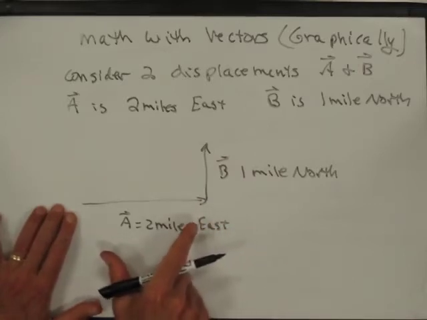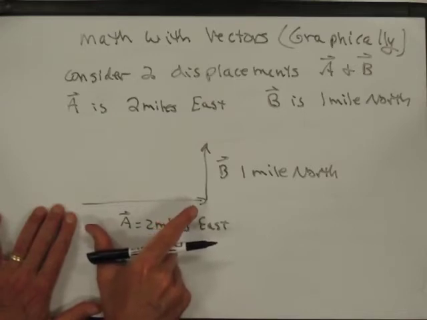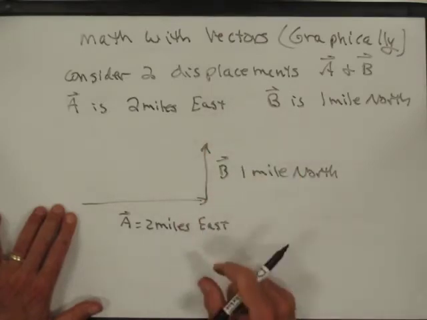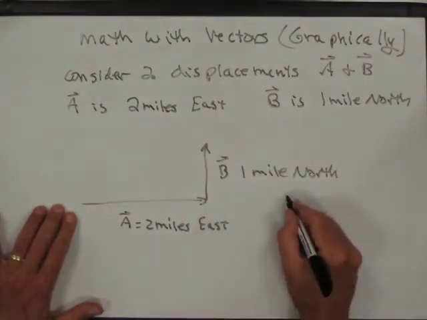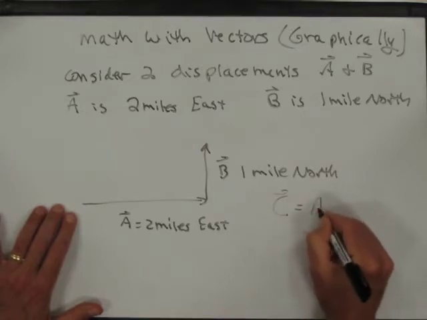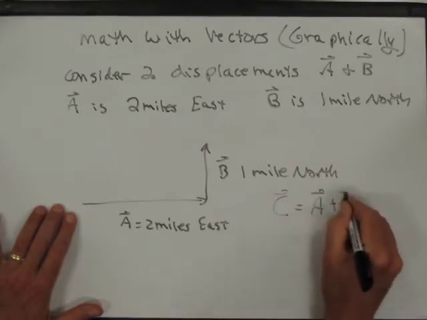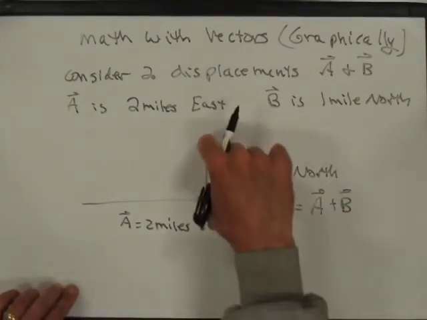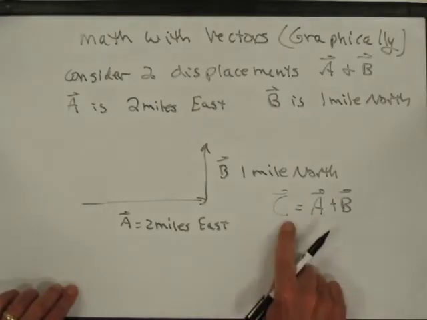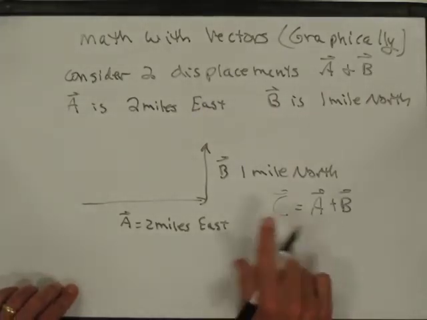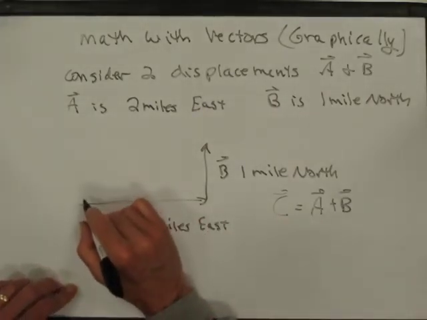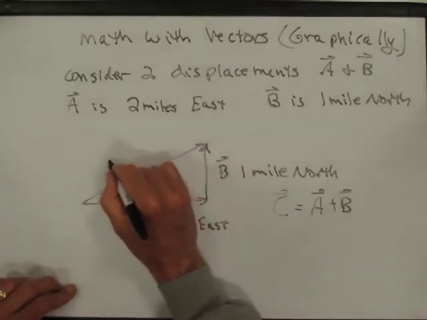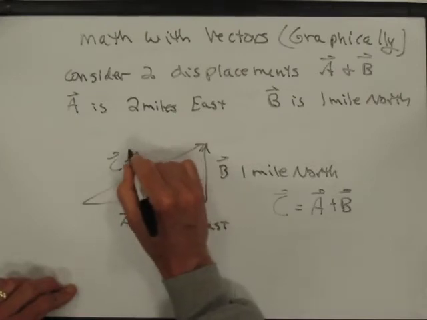If I say Bob walks 2 miles east, and then he walks 1 mile north, I can ask, what is Bob's total displacement? I want to say C is equal to A plus B. The way you add two vectors, A and B, is you take the tail of B and you put it at the tip of A, just like we did here. And then to make the sum of the two vectors, you start at the beginning of A, because that's the beginning of your journey, and you draw a vector to the tip of B.